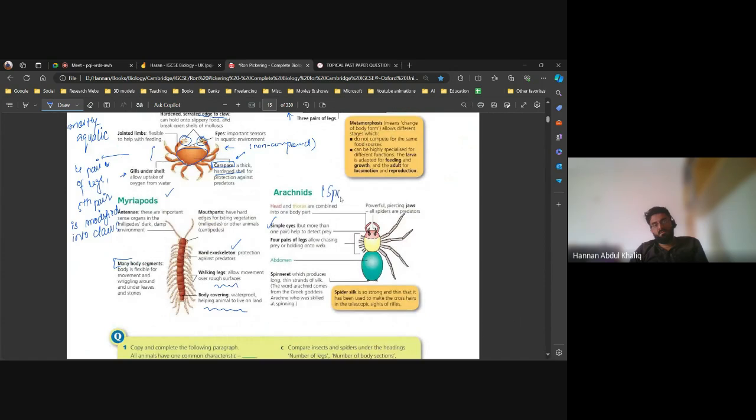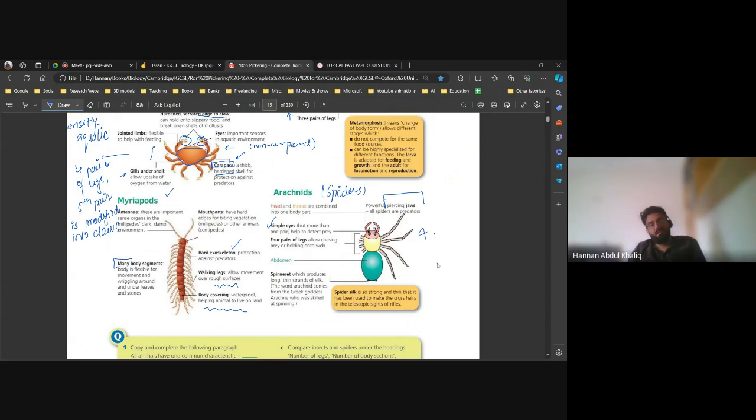Coming to the arachnids, this is a group of spiders. They contain simple eyes. They have very powerful piercing jaws. These jaws are never to be found in other groups. Four pairs of legs, always four. And the spinneret produces long, thin strands of silk.